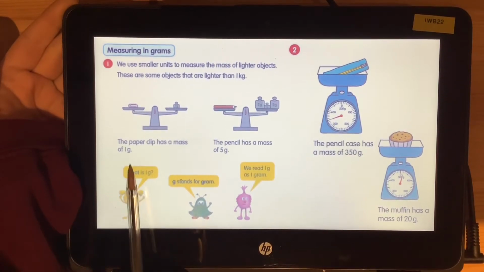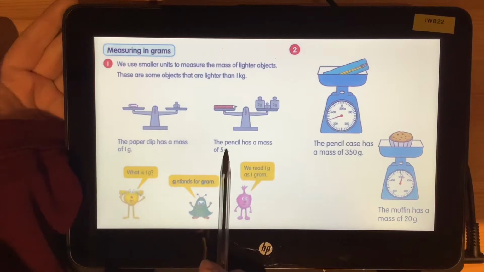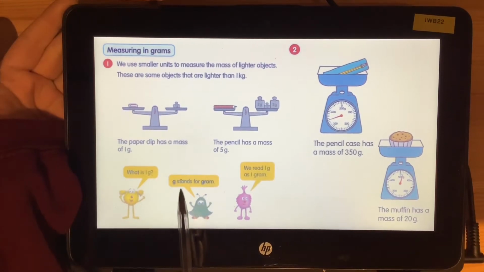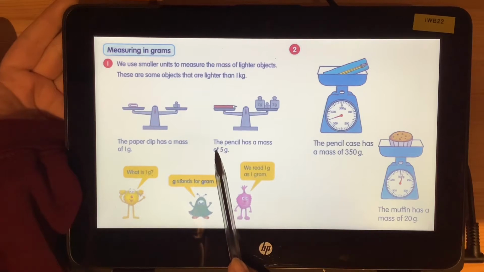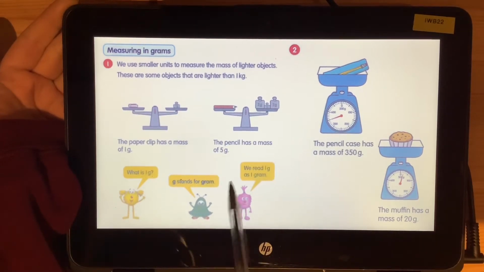So what is 1g? You'll notice here I've written 1g and 5g. Well, the g stands for grams and we always read it as grams. So I wouldn't say the pen has a mass of 5g. I would say the pen has a mass of 5 grams.